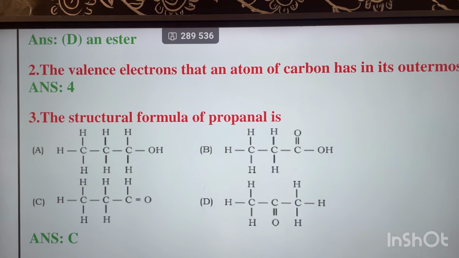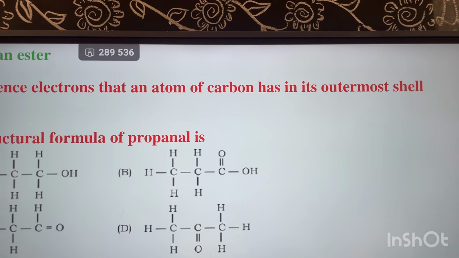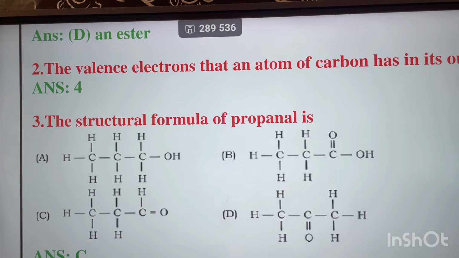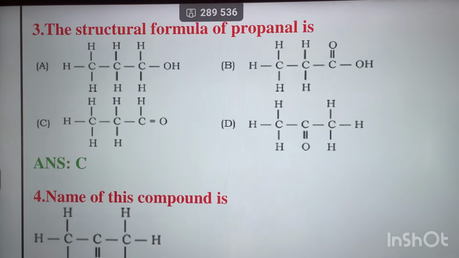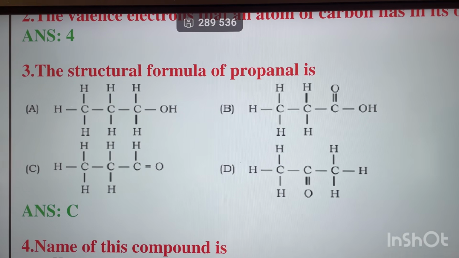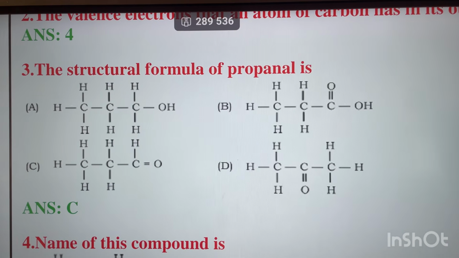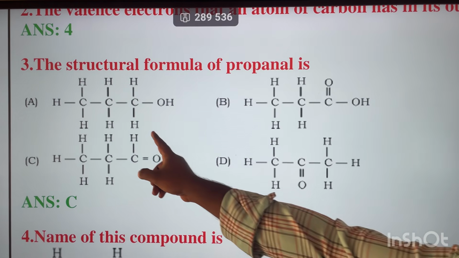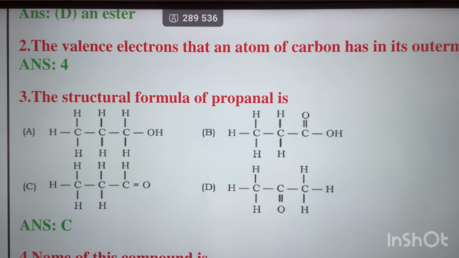Next question, the valency of electrons that an atom of carbon has in its outermost shell. Carbon has 4 electrons in its outermost shell. Next question, an option type question. The structural formula of propanol is given; here CHO means the aldehyde group. We observe that COH is the aldehyde group.